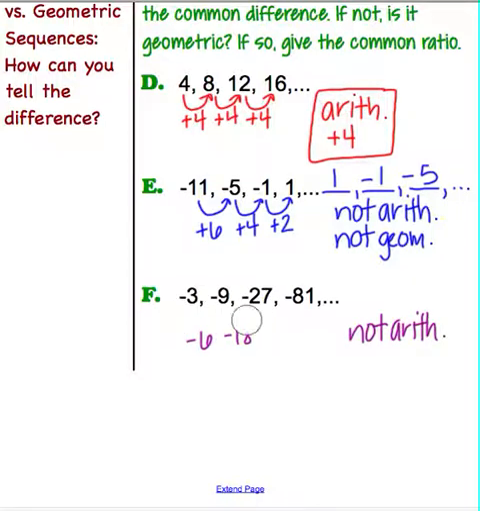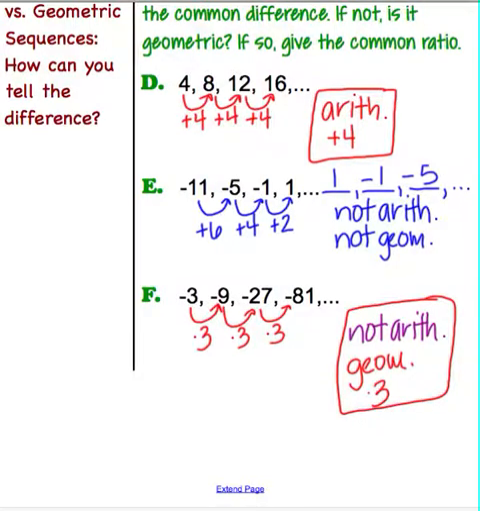However, if I go ahead and erase all this, and I look here, to get from -3 to -9, that's multiplying by a +3. -9 times +3 is -27, and -27 times +3 is -81. So this is a geometric sequence of multiplying by 3.